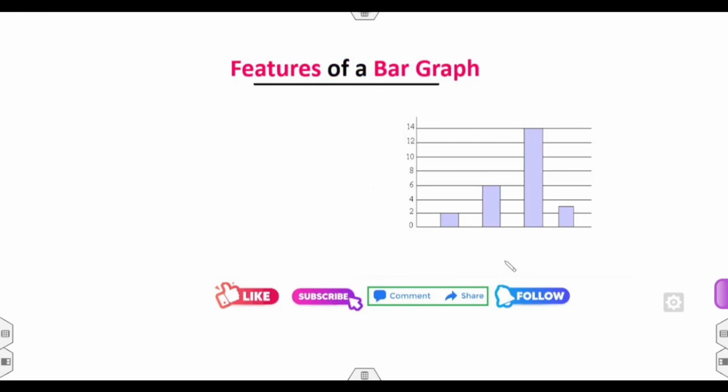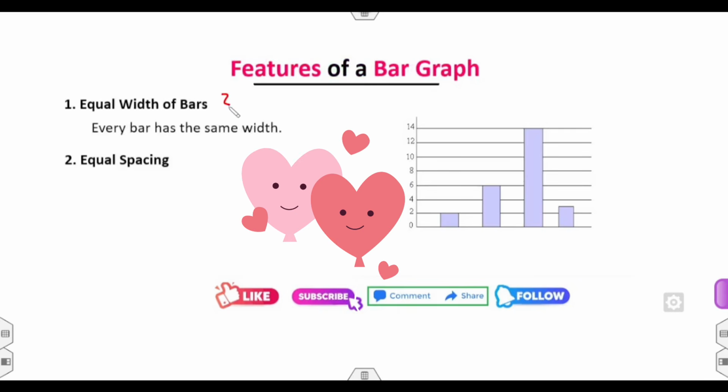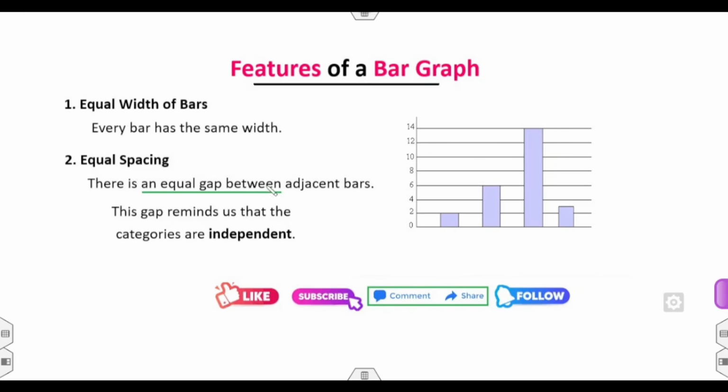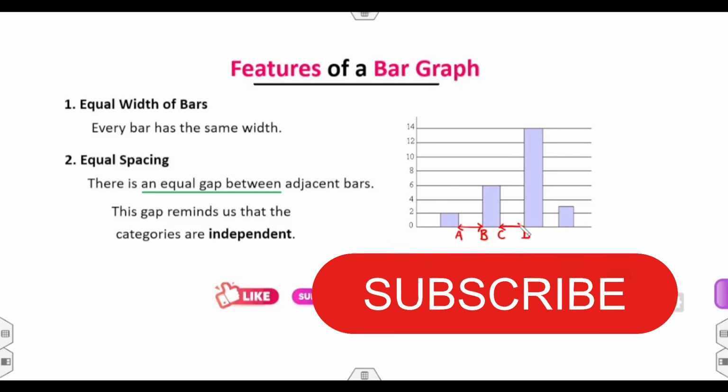What are the features of the bar graph? So a very important feature is that each bar has equal width. ये मैं आपको already बता चुका हूँ. The width of each bar must be the same and they have equal spacing. There is an equal gap between the adjacent bars. That means if it is A, that is my B, the distance between A and B and the distance between C and D must be the same.